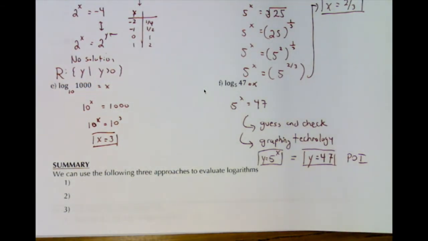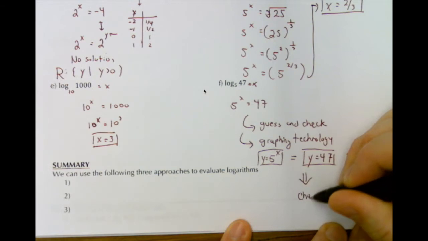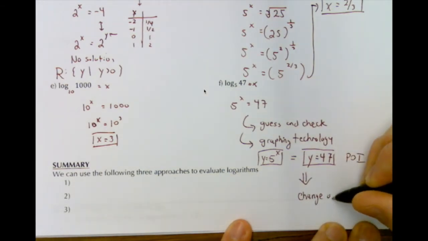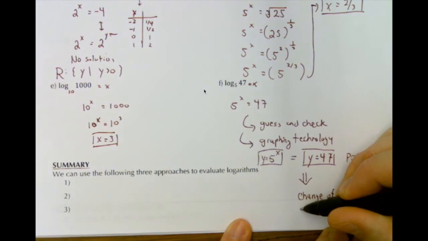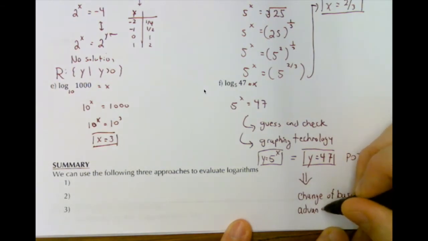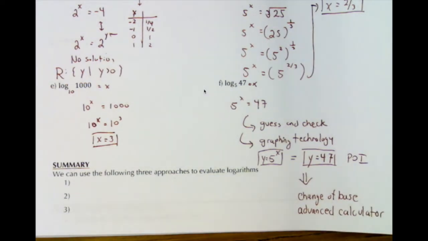So those are two strategies. In the future, we're actually going to come up with an easier strategy. There are actually two easier strategies. One is to change the base of the logarithm, and we're going to look at that in a future lesson. And another one is to use an advanced calculator, and some of the calculators that you have are advanced enough to actually enter this logarithm and evaluate it. So, an advanced calculator.